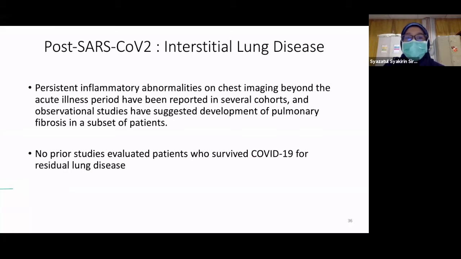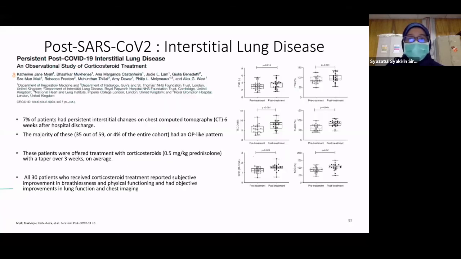But however, we do not have this long-term study. Perhaps in 5 to 10 years' time will tell whether we have a COVID-19 induced pulmonary fibrosis in future. Following which, this is an observational study of corticosteroid treatment. After discharge from hospital, 7% of patients have a persistent interstitial change on CT scan.